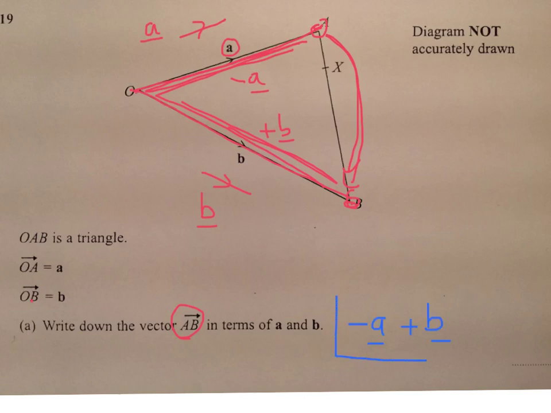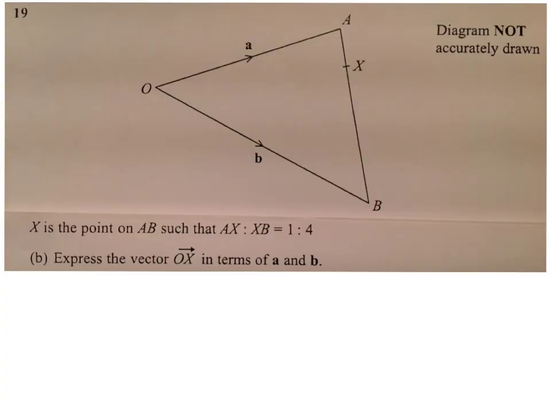So our answer is minus A plus B. In the second part of the question we've got to get from O to 2X. And the way we can do that is we can go from O to A and then from A to X. So that would be our journey. So we know we've got to start off by going along that direction by vector A. So we've just got to work out how do we represent AX.